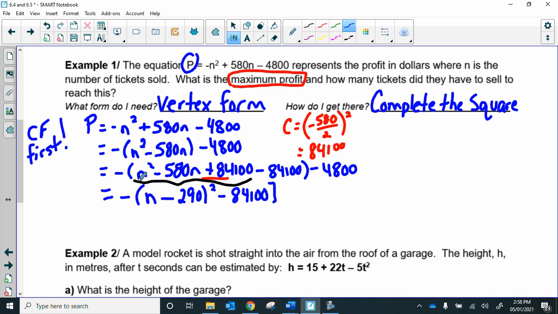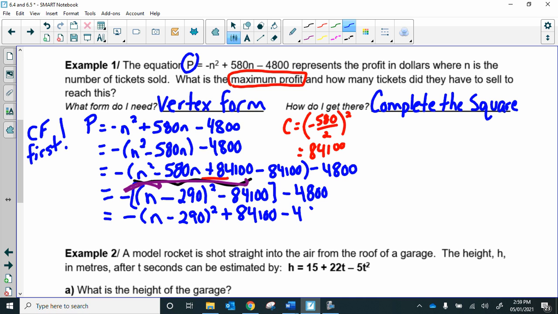However, that is in brackets with that negative sign. Subtract 4,800. I want to remove these square brackets, so I want to distribute that negative to both terms inside. If you have a negative out in front of the first one, it's just a subtraction sign and then n minus 290 squared. Negative 1 outside times negative 84,100 just ends up being positive 84,100. And don't forget to subtract your 4,800 on the end. Your very last step, we're just going to combine the two last terms. And if we punch that in our calculator, we get 79,300.